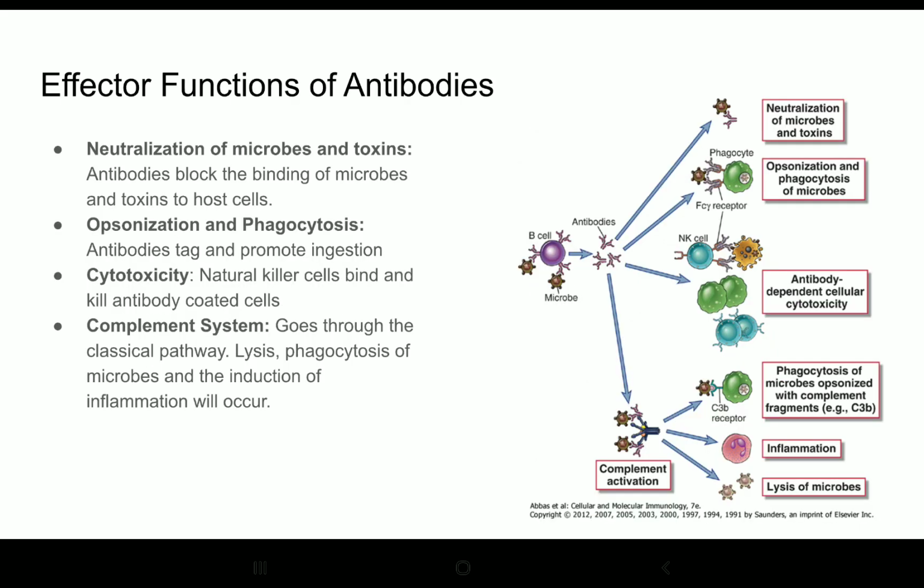The effector functions of antibodies include the neutralization of microbes and toxins, in which antibodies block the binding of microbes and toxins to host cells, and the opsonization and phagocytosis of microbes, in which antibodies tag and promote ingestion of microbes. Antibody-dependent cellular cytotoxicity is when natural killer cells bind and kill antibody-coated cells. Complement activation leads to the lysis of microbes, inflammation, or phagocytosis of microbes opsonized with complement fragments.